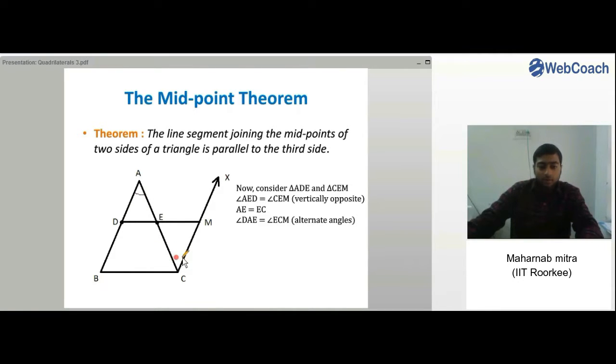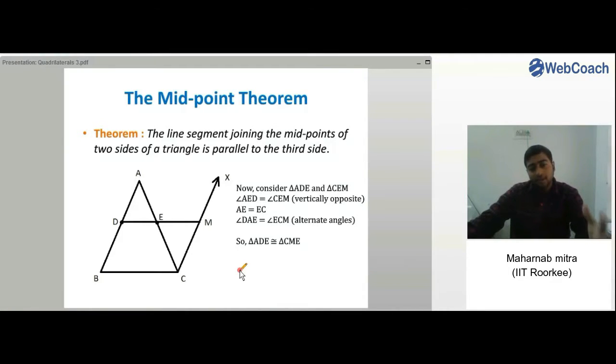And why are they equal? AB is parallel to CX, right? And if we take AC as the transversal, you can see this angle and this angle are actually alternate angles. This side is parallel to this side and AC is the transversal, right? So this angle is equal to this angle because they are alternate angles. So we have got three criteria, which are angle, side and angle. So we can say that triangle ADE is actually congruent to triangle ECM, right?